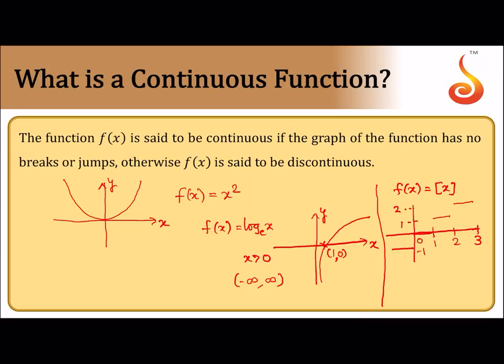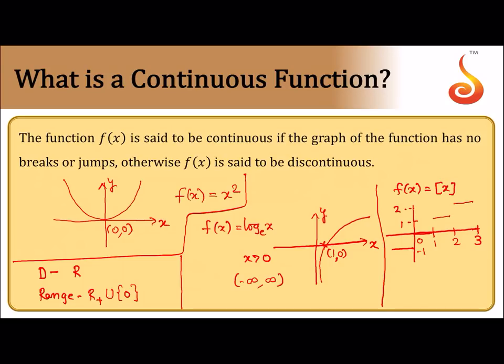The function f of x is said to be continuous if the graph of the function has no breaks or jumps. Otherwise, f of x is said to be discontinuous. You can draw the graph f of x equal to x square. Whenever you draw a graph, please mention domain and range. Here the domain is real numbers and the range is positive real numbers. I am including 0. Some authors write R plus and 0. So this is the domain and range.